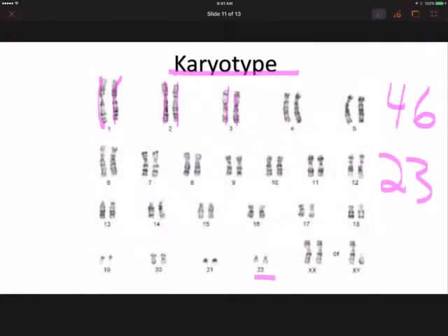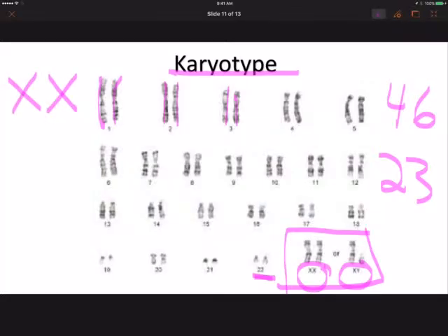So this one has 22 pairs and then 1 sex pair. So this is a human karyotype because I have 23 pairs of chromosomes, meaning I have 46 chromosomes. And it's either going to tell me if it's a female or if it's a male. So on our sex chromosomes, if it's an XX, it's going to be a female. And if it's an XY, it's going to be a male.